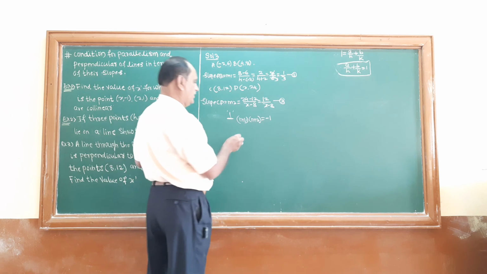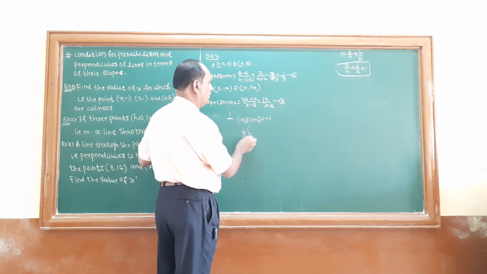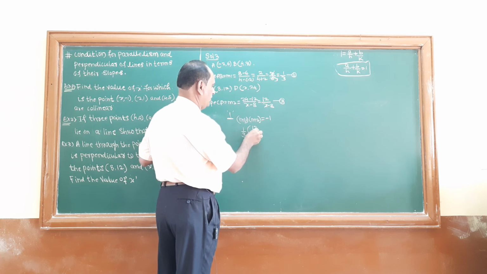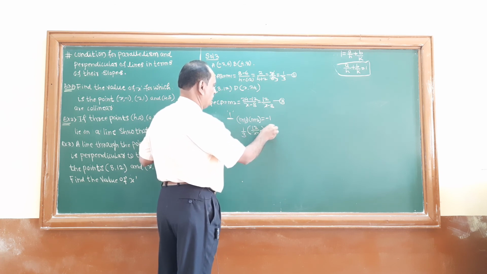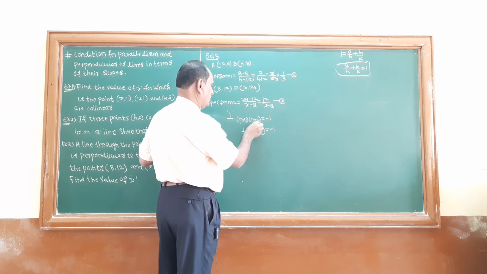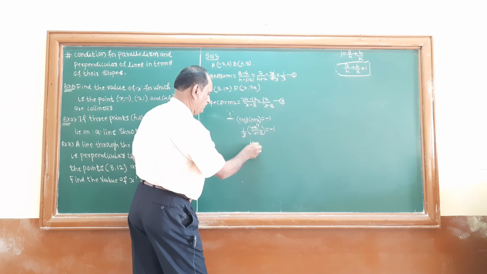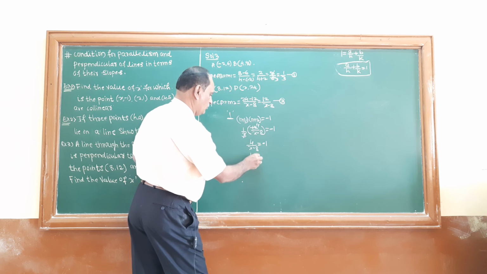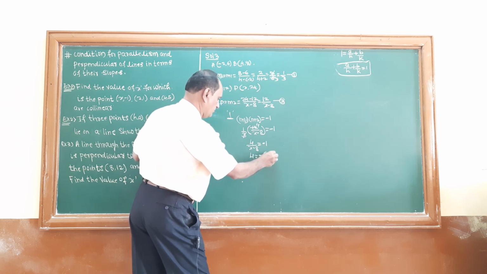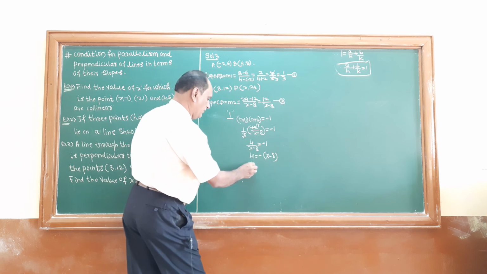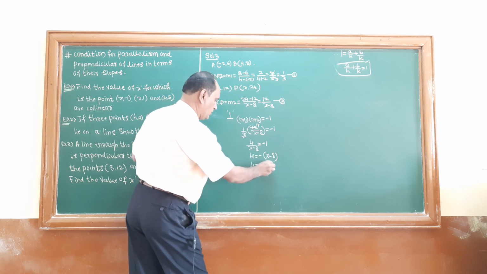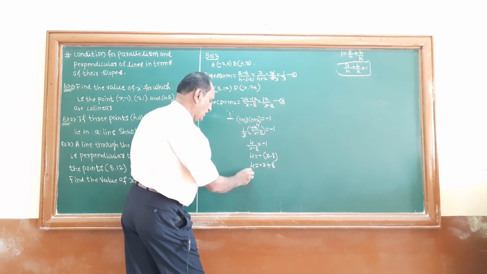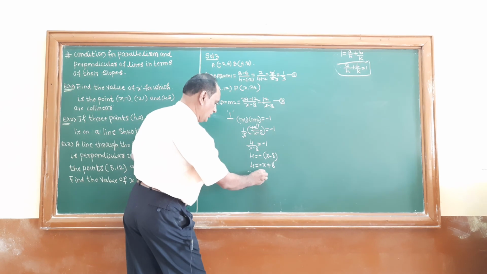Substitute the m1 value: m1 means 1 divided by 3 multiplied by 12 divided by x minus 8 is equal to minus 1. 3 ones are 3, 4 threes are 12, alright? So 4 divided by x minus 8 is equal to minus 1. Therefore 4 is equal to minus in the bracket x minus 8, cross multiplying. Therefore 4 is equal to minus x plus 8. Bring this x to this side, x is equal to 8 minus 4. Therefore the value of x is simply 4.